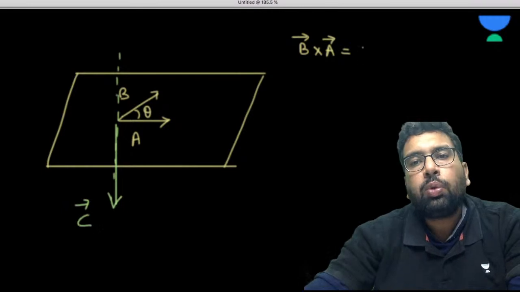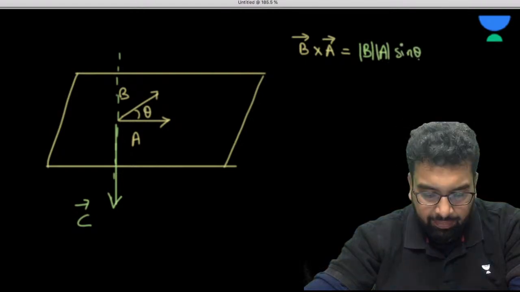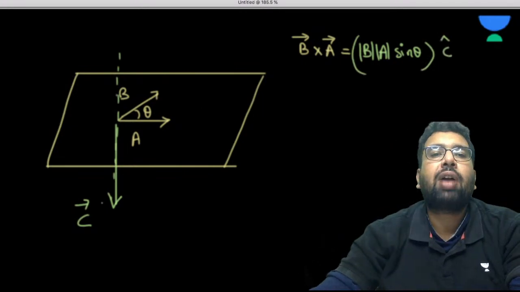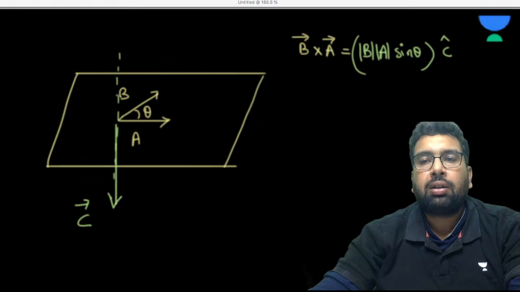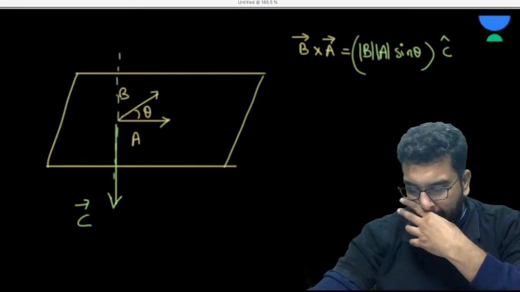So what is going to be the magnitude? It is BA sine theta. Now it doesn't matter if you write AB sine theta. And what is going to be the direction? It is in the direction of the thumb, and this thumb gives us this vector C direction. So it is going to be C cap. Is it clear, beta? Please answer me.